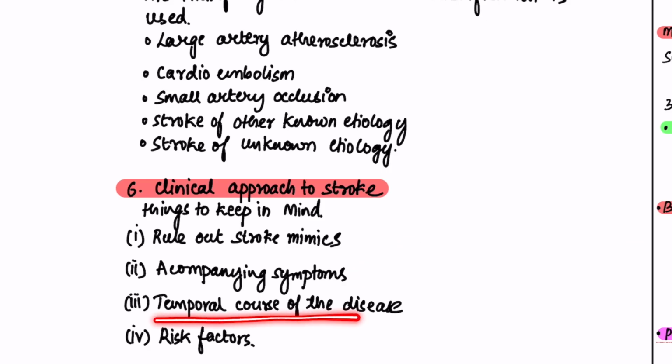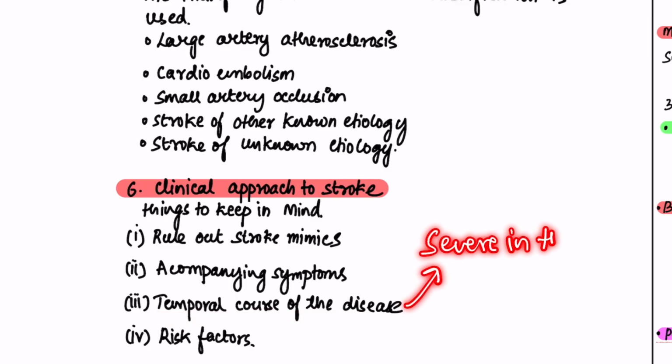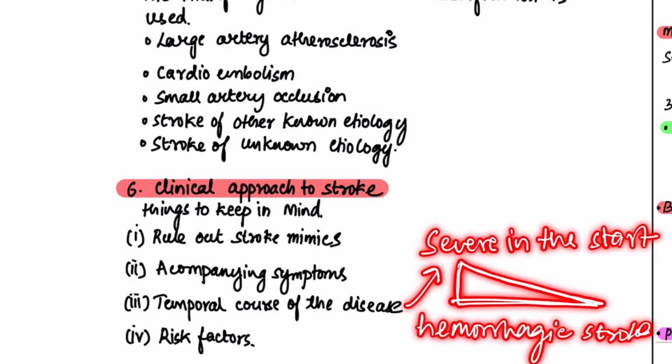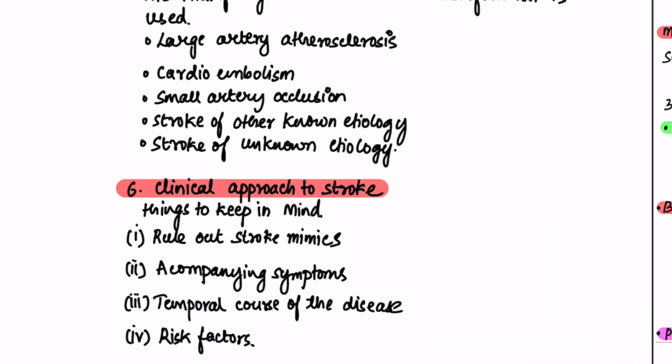Then coming to the temporal course of the disease. Let us say the symptoms were severe in the start. If the symptoms are severe in the start and are reducing now, you can think in terms of a hemorrhagic stroke. And if you take the reverse, that is, symptoms were less in the beginning and are slowly increasing as time progresses, you can think more or less in terms of an ischemic stroke.